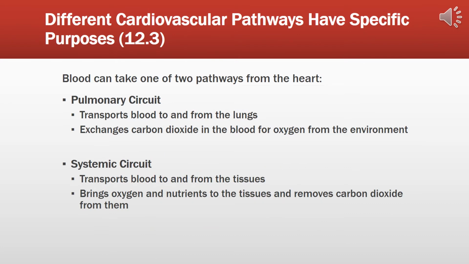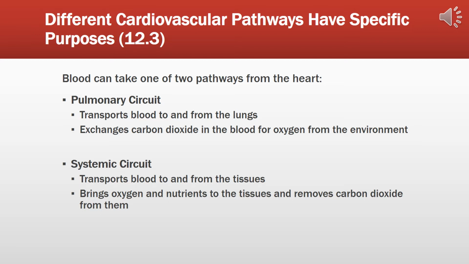Section 12.3. Different cardiovascular pathways have specific purposes. So, as the heart is described as a two-cycle organ, blood can take one of two pathways from the heart, and these pathways are the pulmonary circuit and the systemic circuit.